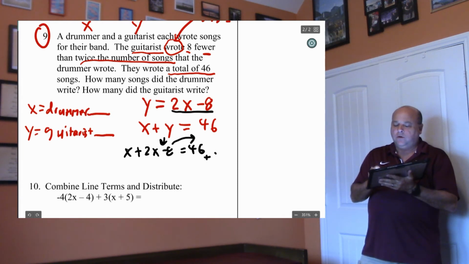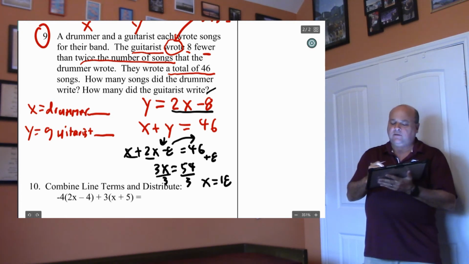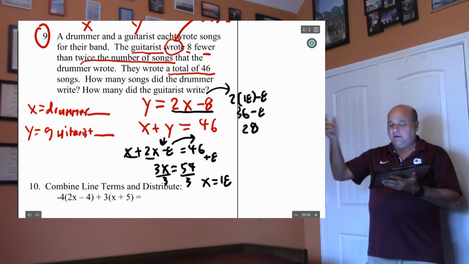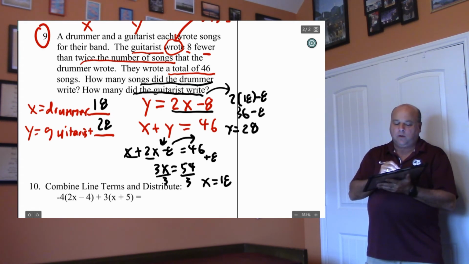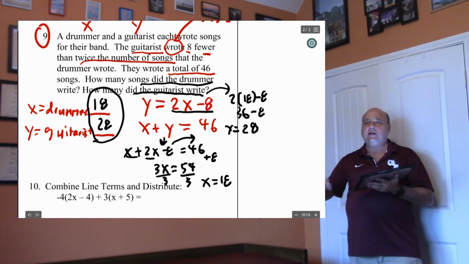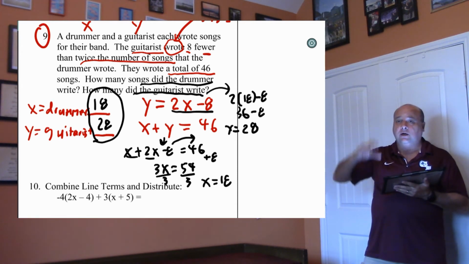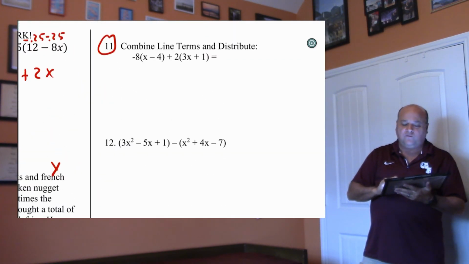And then I'm going to move the 8 over. And x plus 2x is 3x equals 54. Divide by 3. So I know x is going to be 18. I'm going to take this equation right here and replace the x with 18. 36 minus 8 is 28. Okay, and this is going to be y, right? So my x is 18, my y is 28. How many did the guitarist write? How many did the drummer write? It's right here. So the drummer wrote 18 and the guitarist wrote 28. So you're going to set that up the same way on number 8. You're going to set the two equations up and substitute. Okay, and then the last one, I think I'm going to do two more for you.